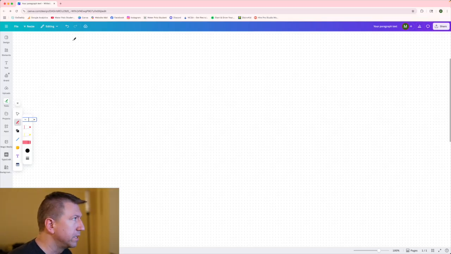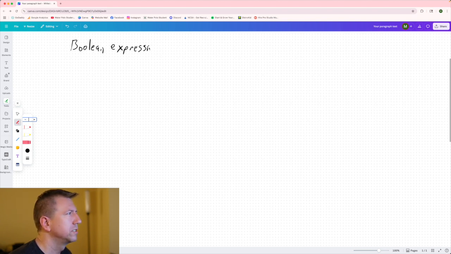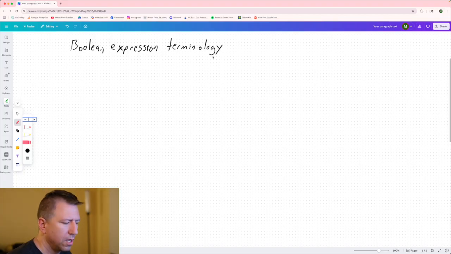So we're looking at Boolean expression terminology. So first let's go ahead and write a Boolean expression. Actually we're going to write two. And you'll see that there's going to be a difference in their form, which we will look at.